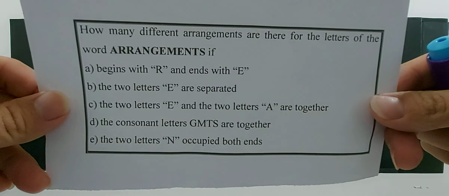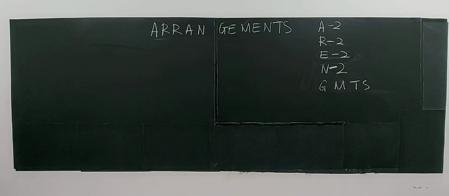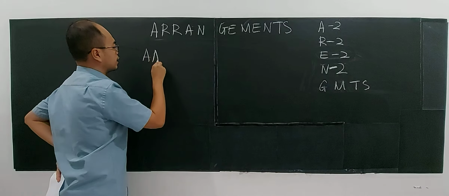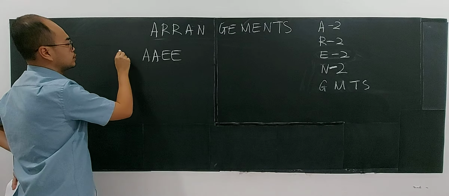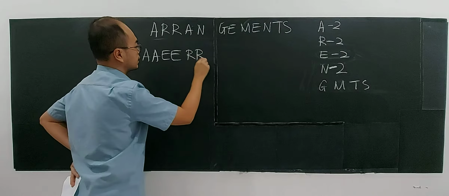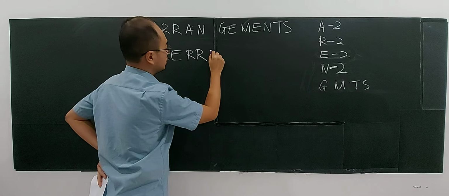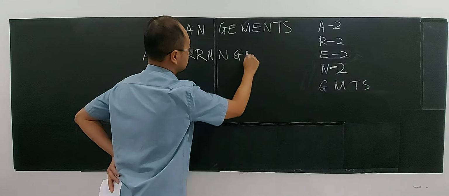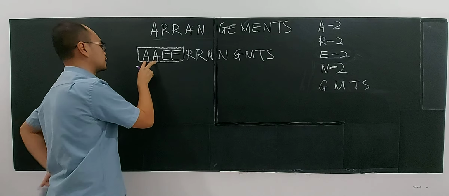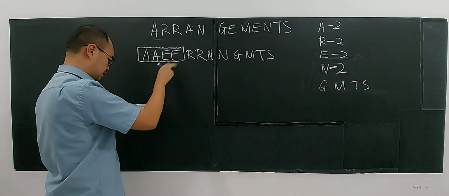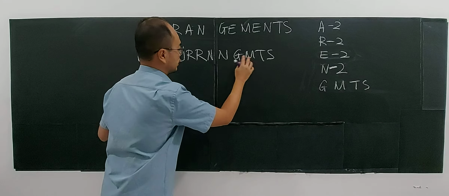The two letter E's and the two letter A's are together. That means it's something like this, where the A's and E's are together. The remaining letters will be R, R, N, N, G, M, T, S. Only these four letters, the two E's and the two A's, must be together. So they are grouped together, and among themselves they can be arranged.